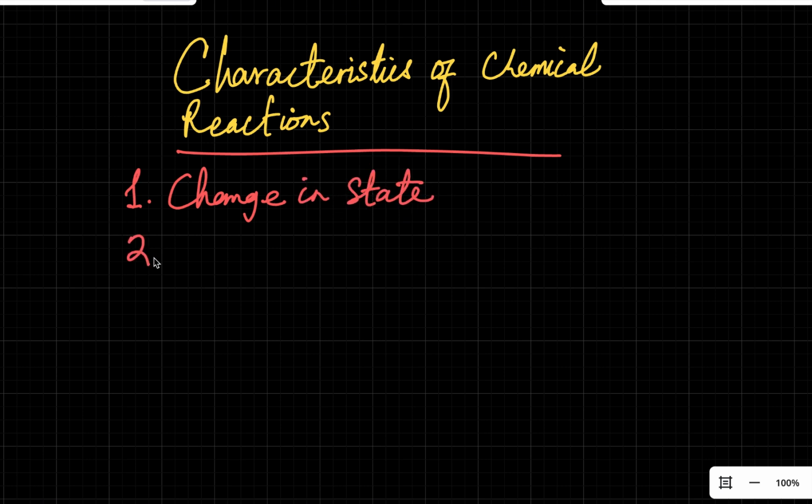The second characteristic of chemical reactions is change in color. Don't worry, I'm going to be explaining everything in this chemistry video tutorial. Remember, we've already started tutorials on how to write chemical equations and the rest of that, how to form the equation and how to add physical states to equations. We've talked about all that. Today we will be looking at characteristics of chemical reactions.